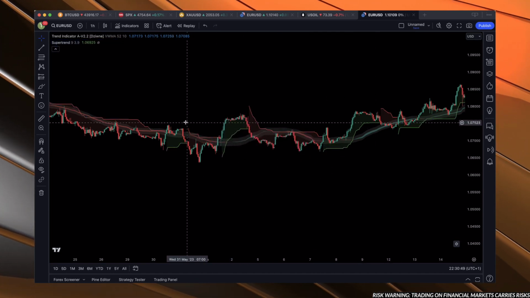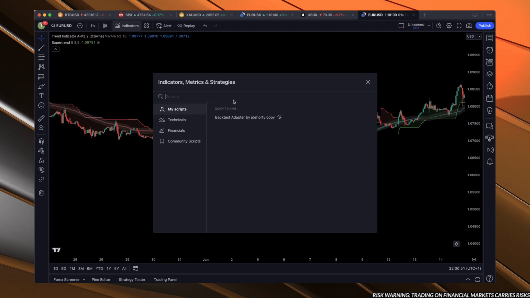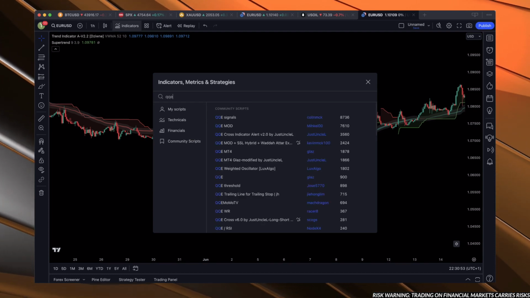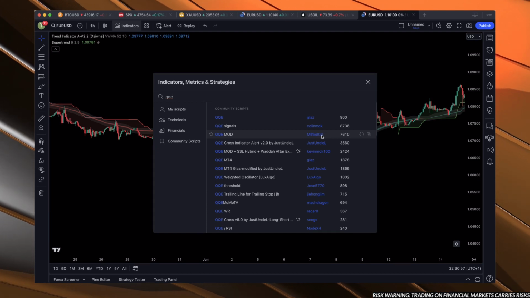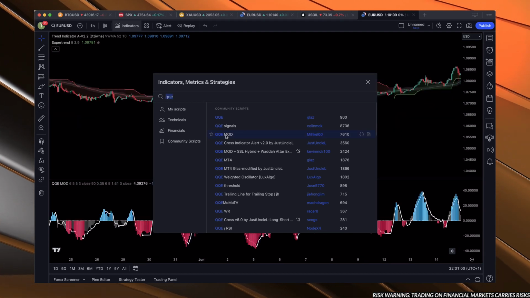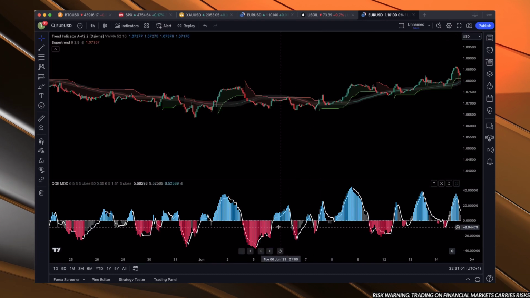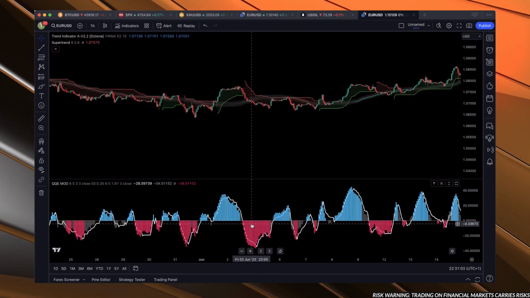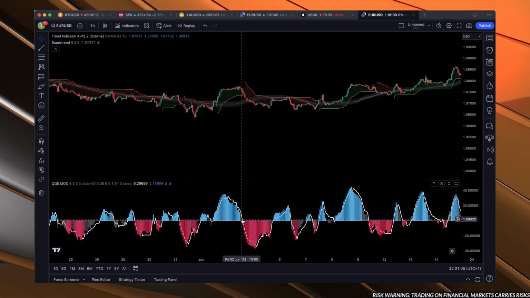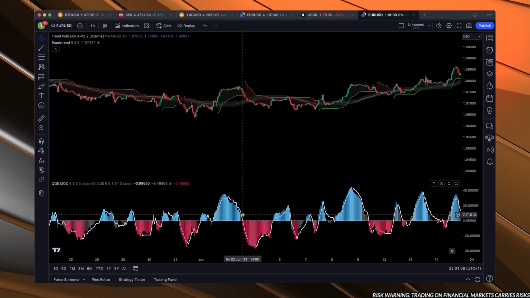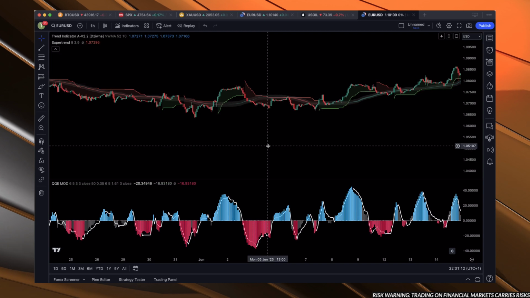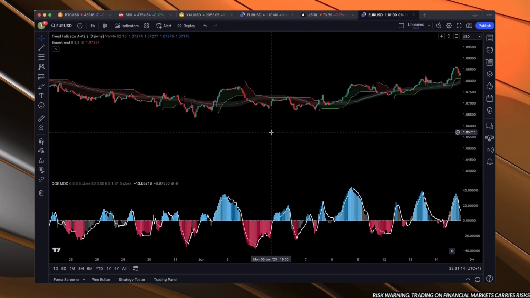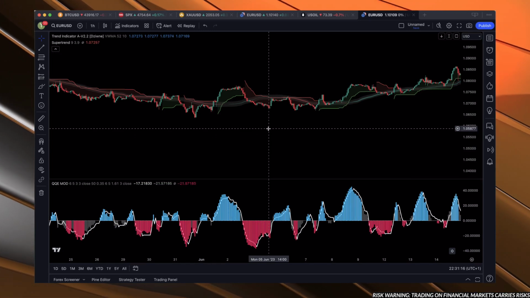So the third indicator will be the QQE MOD by the author Mihkel00. So this one right here, and this is basically the interpretation of the data that RSI and ATR give us. So most likely it analyzes the volatility and gives us additional confirmation for entering a trade.